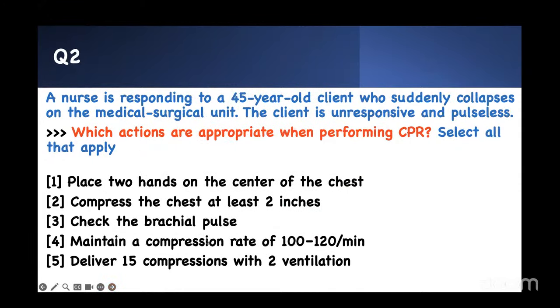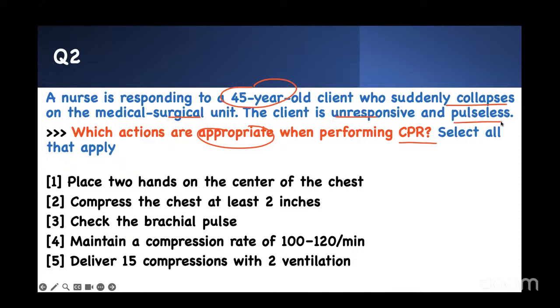Same thing. This is just to re-emphasize the content, right? And I made the questions not that difficult, just to illustrate the point I just made. Select or apply, read it from the back. Which actions are appropriate? An appropriate action for CPR. Who is the problem? Go for the buzzword. 45, at the back of your mind, is an adult. That's what? Collapses in the unit and is unresponsive.